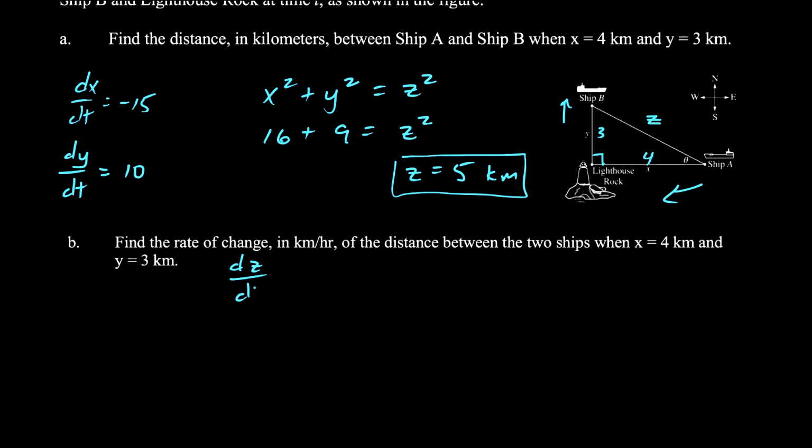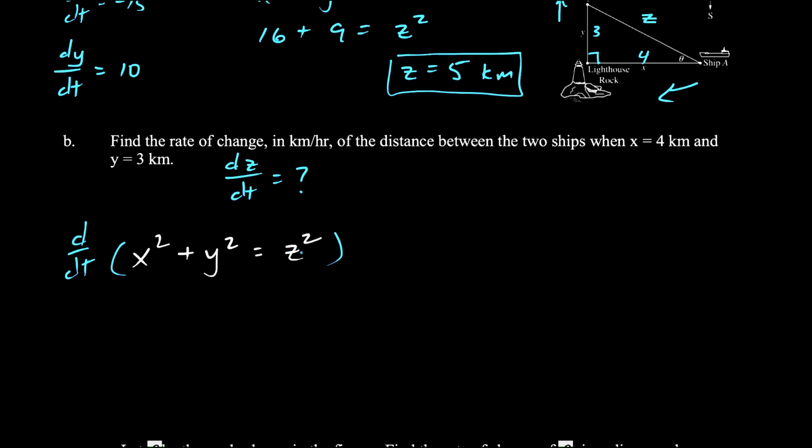So again, we can start with our equation, which is going to be x squared plus y squared equals z squared. And we're just going to go ahead and d/dt that. And again, we're looking at the fact that x, y, and z are all functions of time. So we'll have 2x dx/dt plus 2y dy/dt equals 2z dz/dt. And since we see 2 as a factor of everything, we can just go ahead and cancel that out.